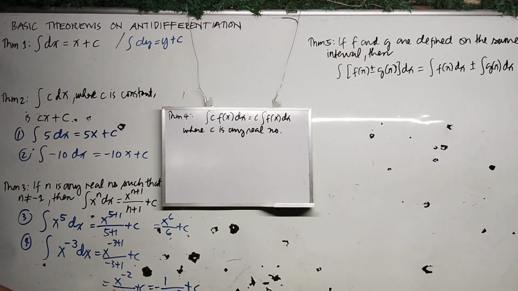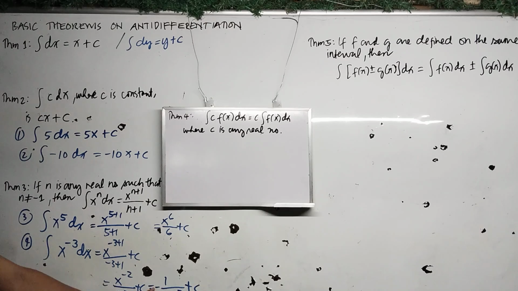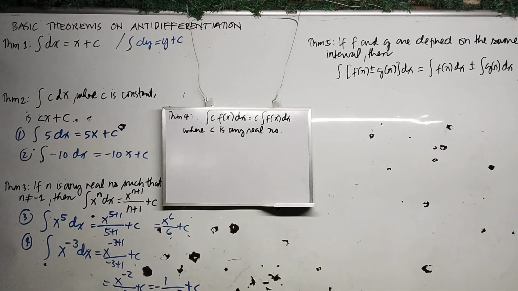The negative sign goes to the center, then x to the power of negative 2, you bring down, so plus c. That simple, class. Always take note that in your final answer, the power should be positive. That is the idea here. Another example of theorem 3.